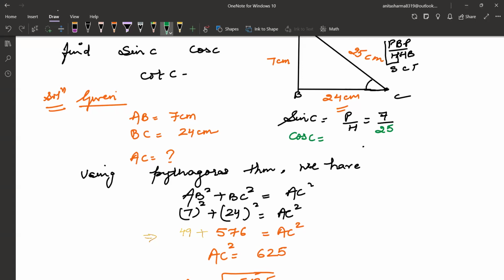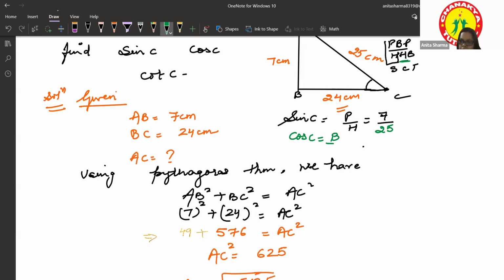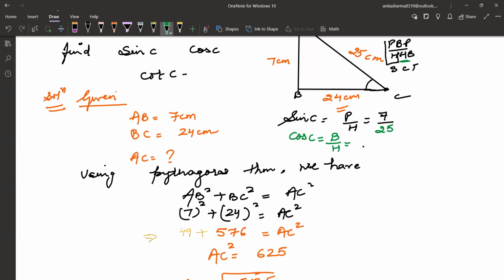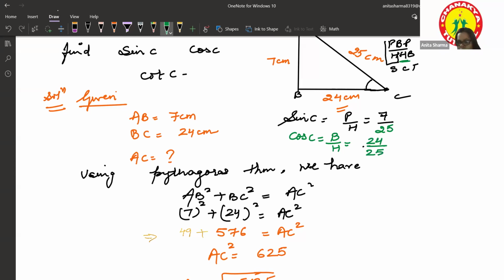Yuvan, tell me, beta, cos C. Ma'am, cos C. Cos C represents second ratio, no, beta? Yes, ma'am. So second ratio is B by H, middle one. Yes, ma'am. Now tell me the value of base here. Base 24 centimeter, ma'am. Yeah, 24 by 25. Very good.